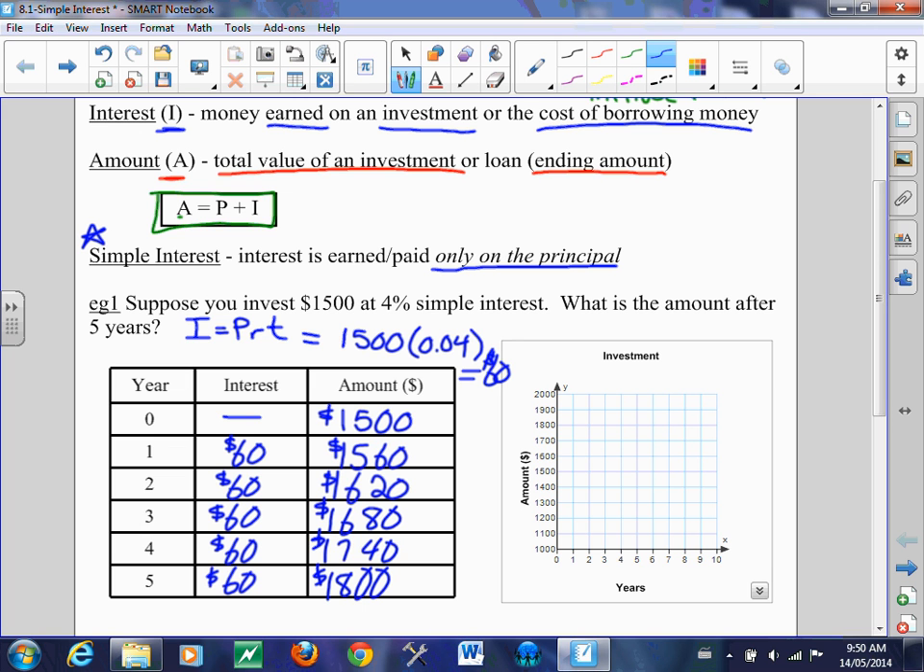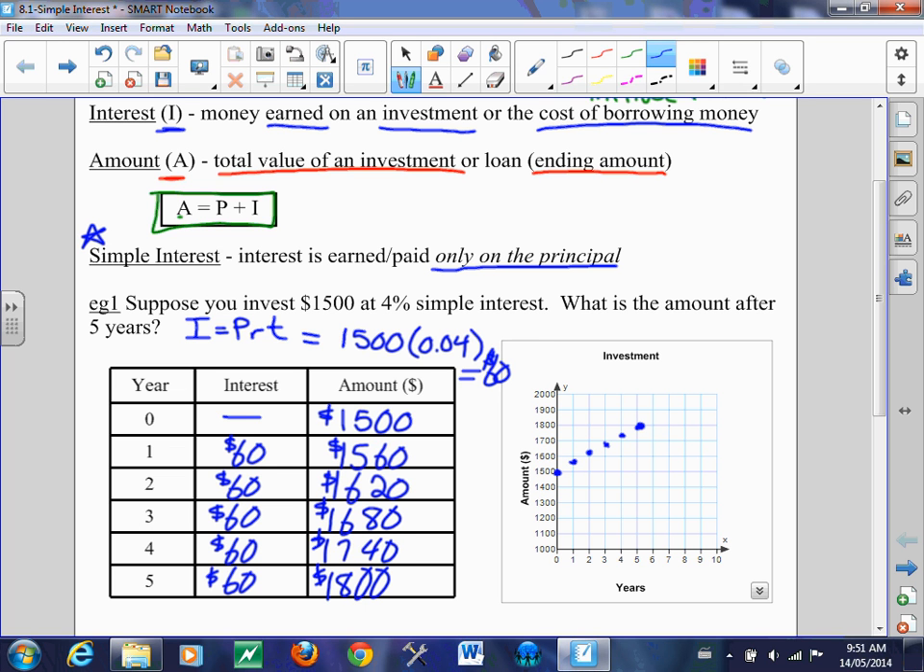So if we go to graph that, ladies and gentlemen, year 0 is 1,500. Year 1 is 1,560. Year 2 is 1,620. Year 3 is 1,680. Year 4 is 1,740. And year 5 is 1,800.